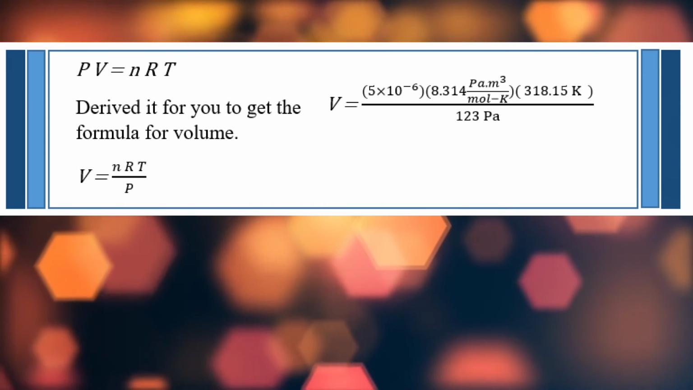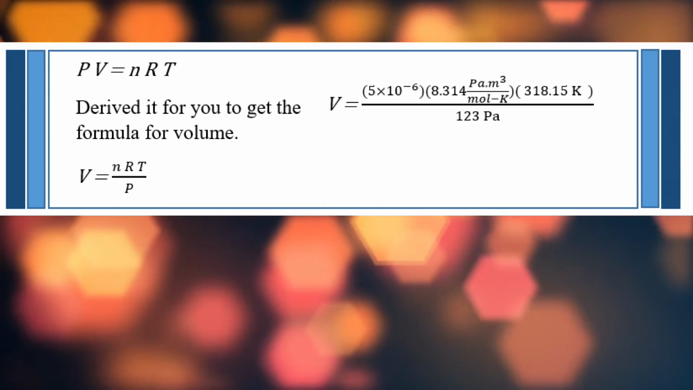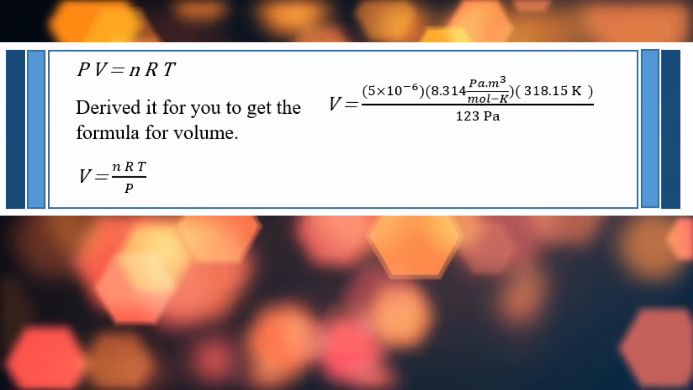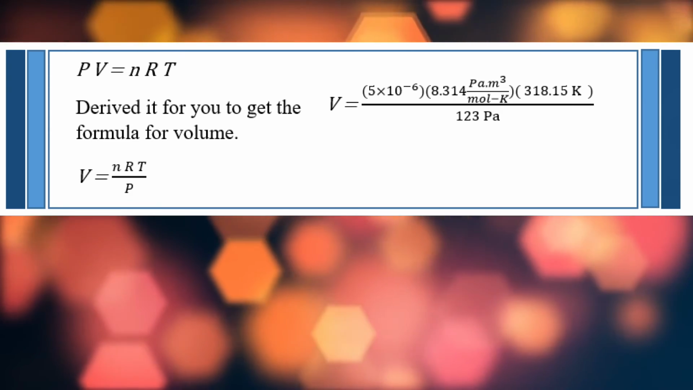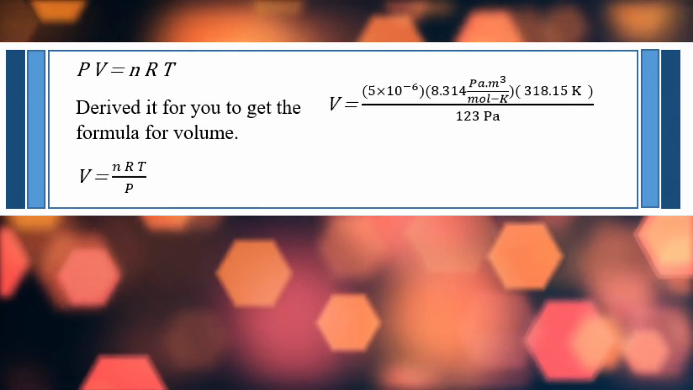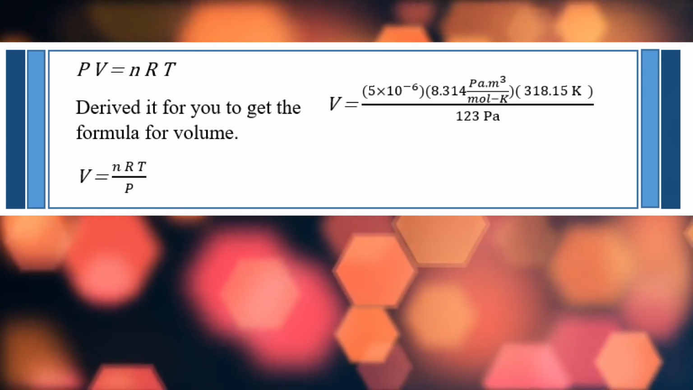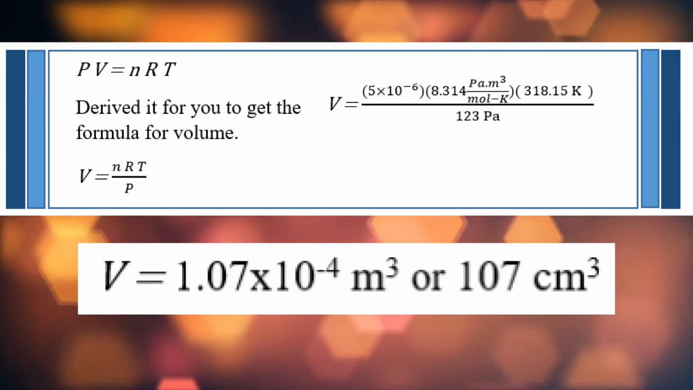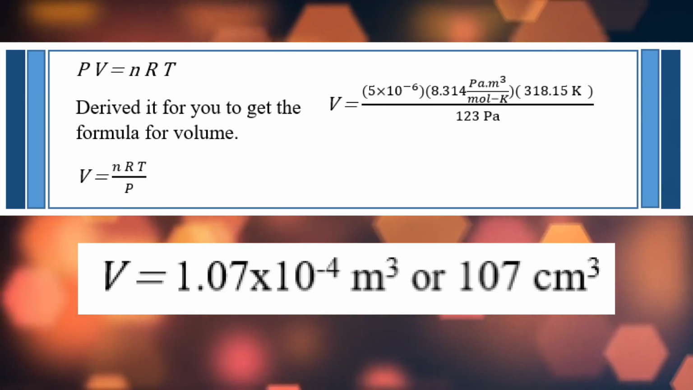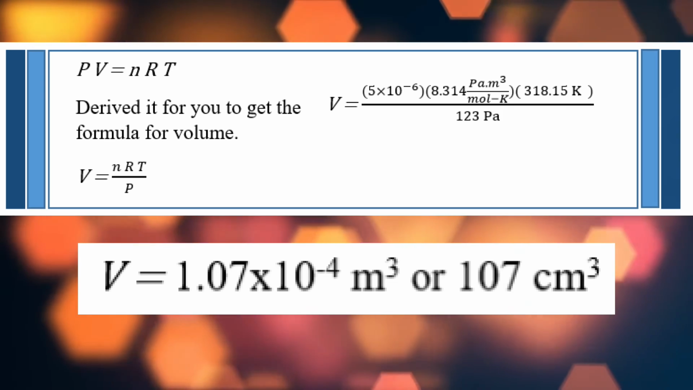Now substitute all the values that you have. So 5 times 10 raised to negative 6 times 8.314 Pascal cubic meter over mole Kelvin times 318.15 Kelvin all over 123 Pascal. So the answer is 1.07 times 10 raised to negative 4 cubic meters, or 107 cubic centimeters. So that's how the ideal gas law works.